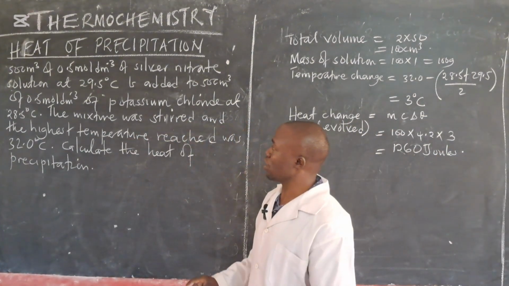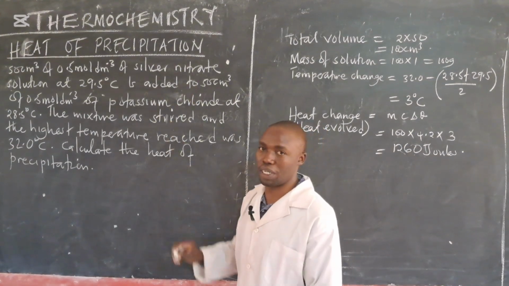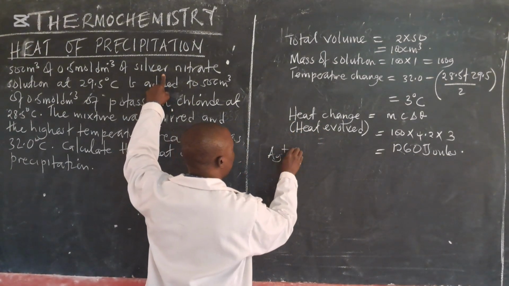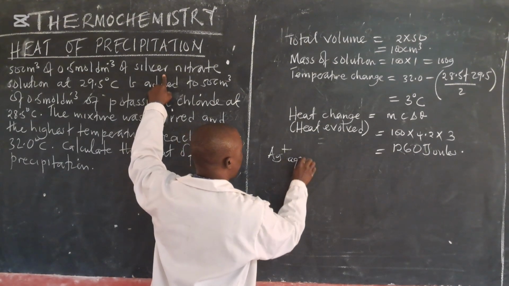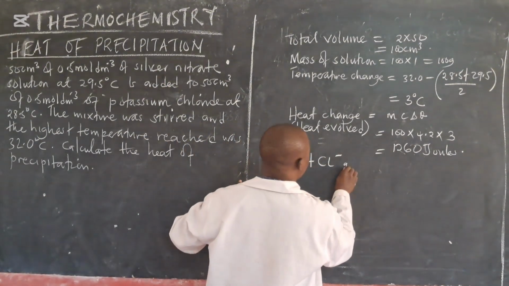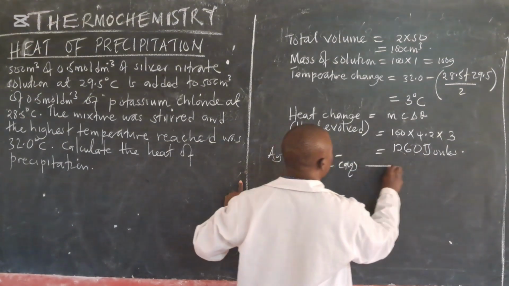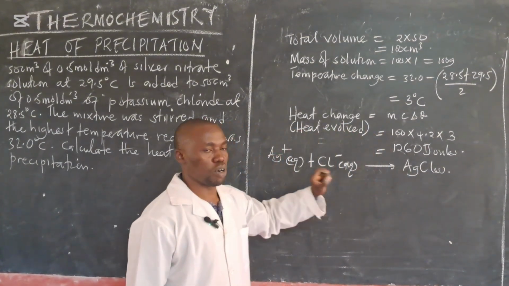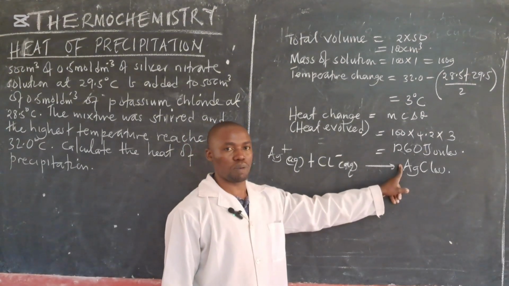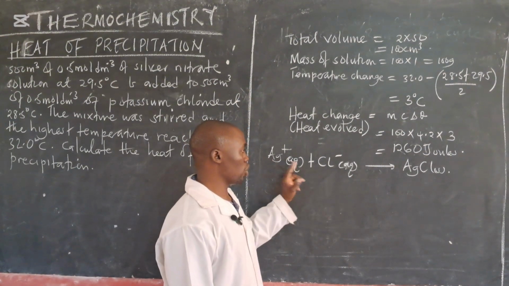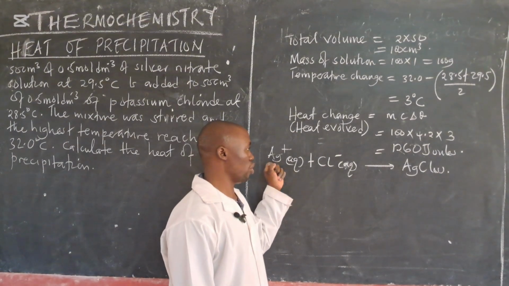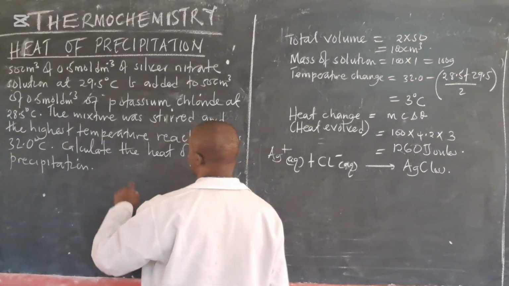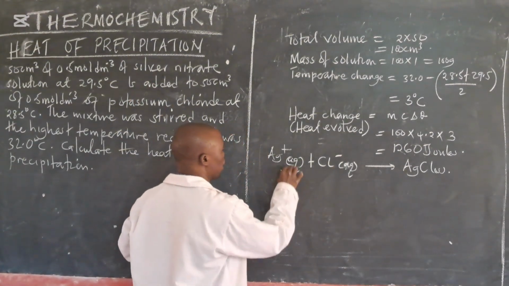So we are going to write the equation and see how we form the precipitate. So we have silver nitrate, that means I have silver ions, aqueous. I'm adding chloride ions from potassium chloride to get silver chloride. This is the precipitate formed. So we must look for the number of moles of the precipitate using moles of this, since the moles of both are the same according to the information in the question. So we are first going to look for the number of moles of silver ions.